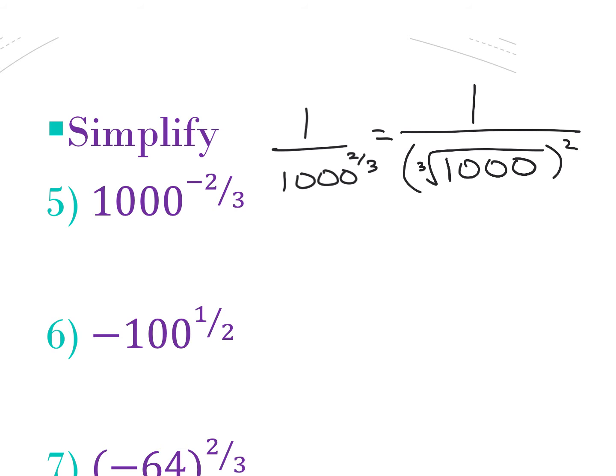So now I need to figure out what is the cubed root of 1,000. And that will be 10, because 10 times 10 is 100, times 10 is 1,000. So 1 over 10 squared. And 10 squared becomes 100.